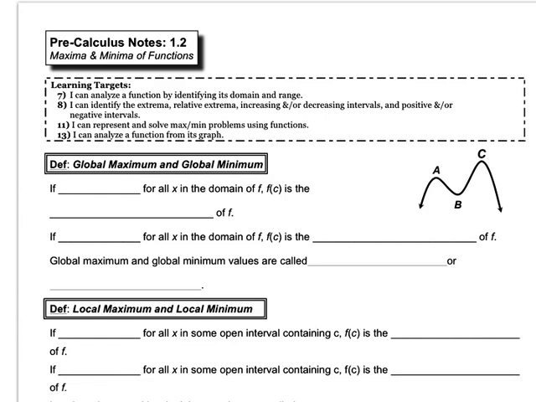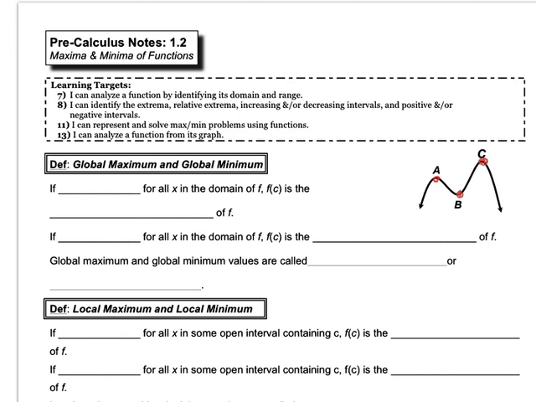Hi everyone, section 1.2 is on maxima and minima of functions. So maxima and minima are those points on a graph like you see here that are the highs and the lows, and those are specific y values for how high or low that function gets.